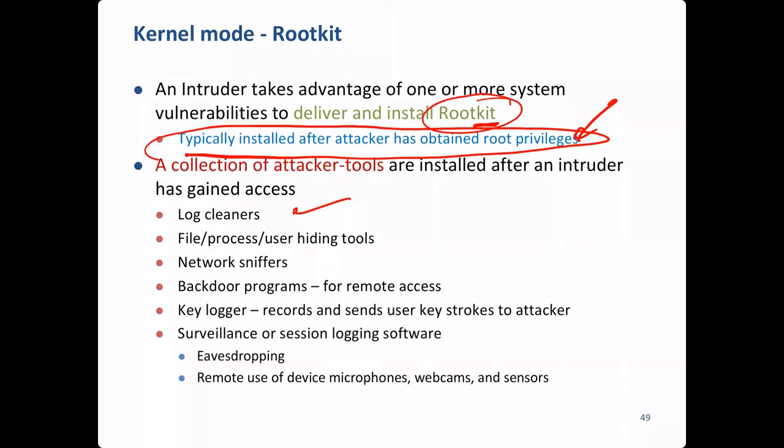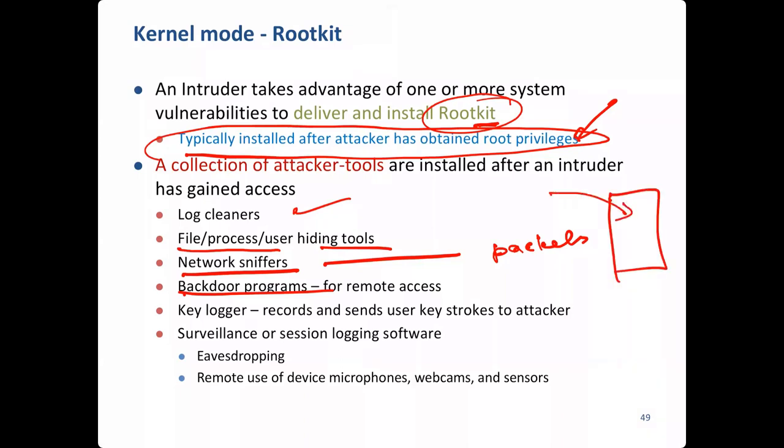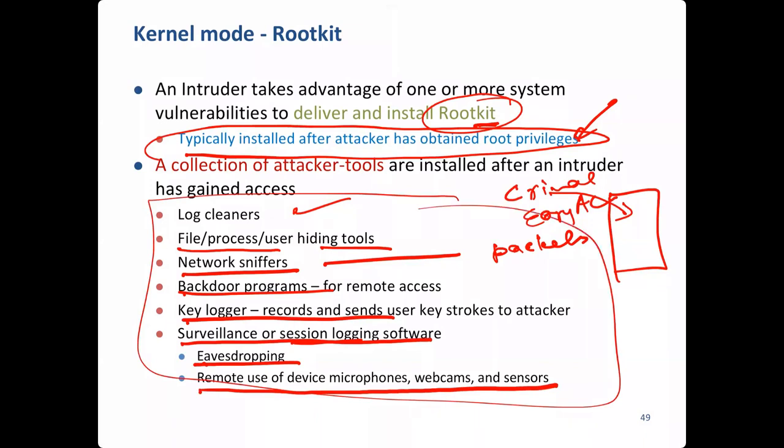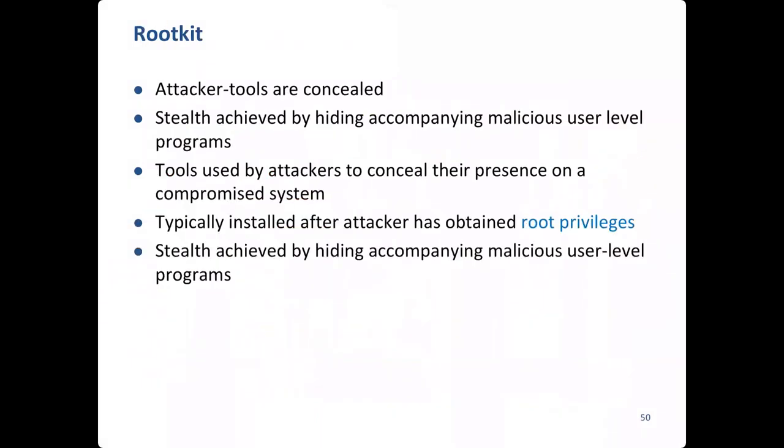Or file and process hiding tools, network sniffers, which sniff the packets that are going, and backdoor programs. It will attach a backdoor into the OS such that criminals can have easy access. Okay, keyloggers, surveillance tools, surveillance and session logging software, eavesdropping software, remote use of microphone, webcam, sensors, all these things can be installed as part of the kit. And all these tools are concealed.